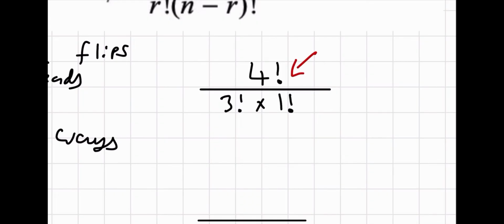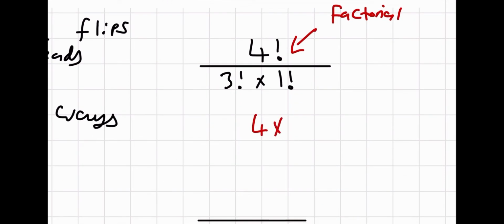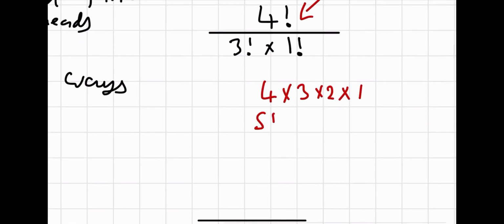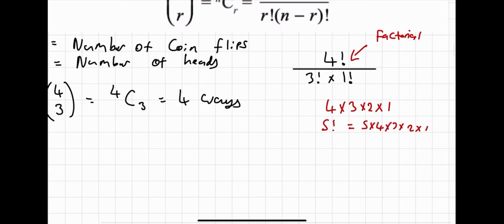So you have 4 with an exclamation mark. When you have an exclamation mark, all it means is you're multiplying downwards from 4 down to 1. This notation is called a factorial. So this is called 4 factorial, and what it means is you're multiplying all the way down until you get to 1. If I had 5 factorial, you'd have 5 times 4 times 3 times 2 times 1. That's all it means.